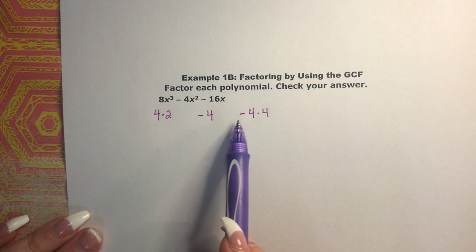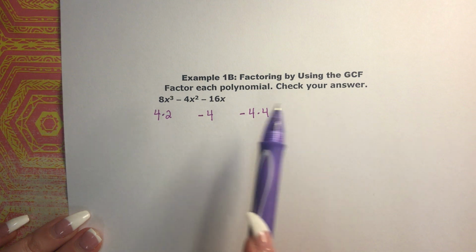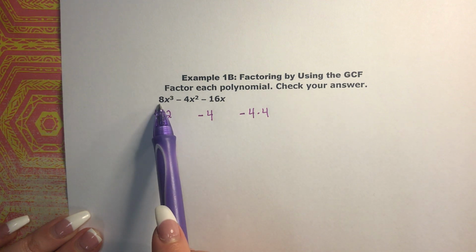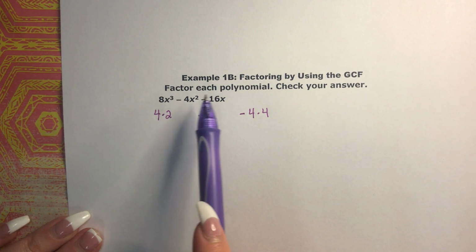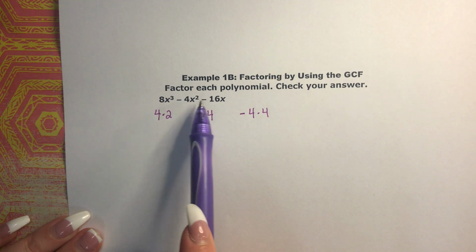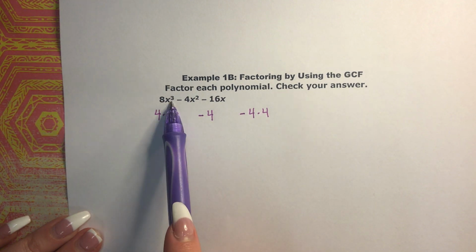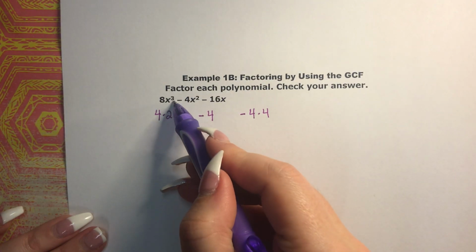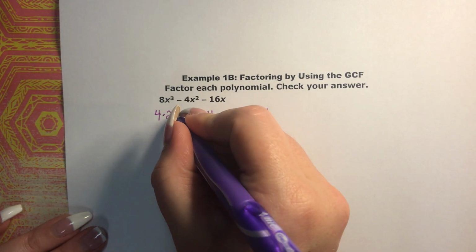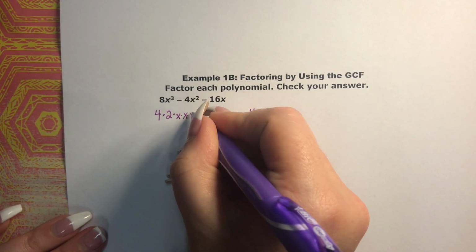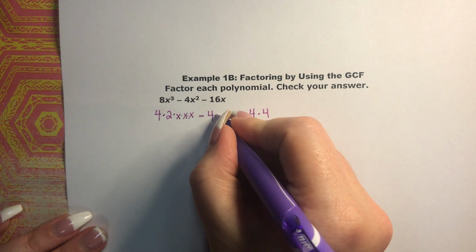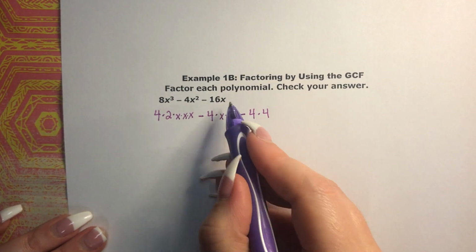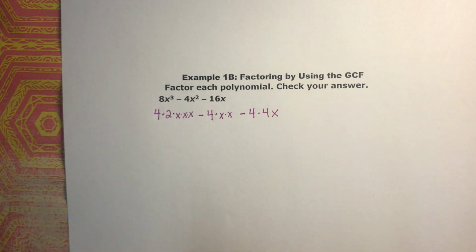Now you see that I kind of left spaces, and I left that space because if we look, they have a number in common, which is 4, but if you look at x cubed, x squared, x, they also have a variable. They all have a variable. So now we have to figure out, what is the variable they have in common? If we think about x cubed, that is the same as x times x times x. X squared is the same thing as x times x, and just x is just x, okay? So what do they have in common?